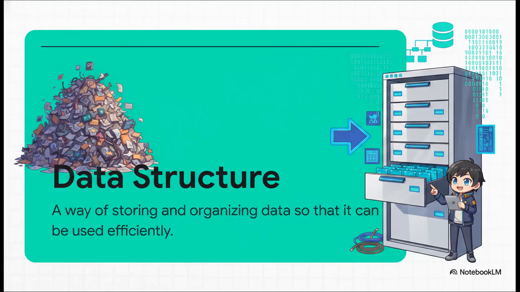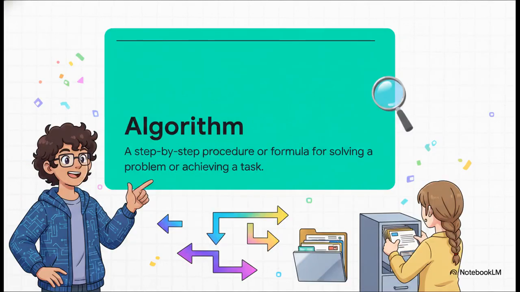Okay, so first up, our organizer. In the programming world, this is called a data structure. And at its heart, it's just a specific way of arranging information so it's easy to work with. Think of it this way. You could have a giant, messy pile of papers on your desk, right? Total chaos. Or you could have a perfectly organized filing cabinet. One is useless, the other lets you find exactly what you need in seconds. That's a data structure.